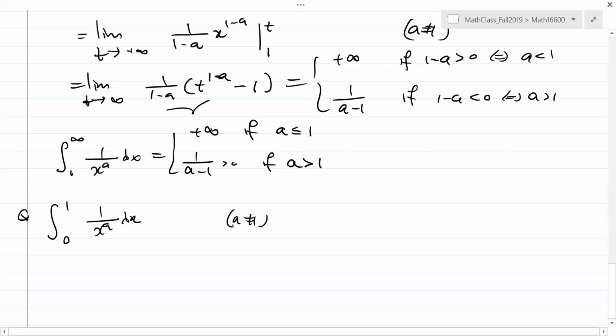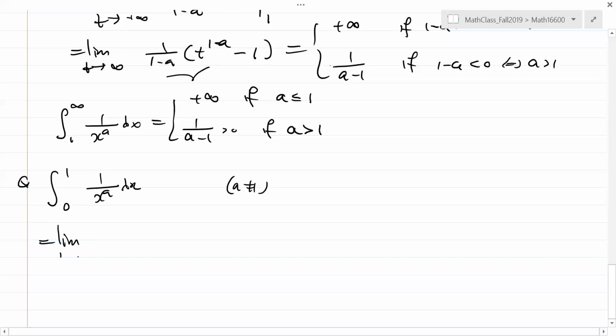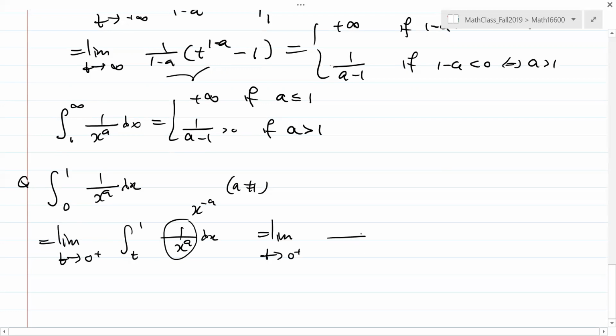All right, so by definition, this is the limit as x approaches 0 from the positive side, right? It's the same, you know, and the antiderivative will be the same. So this will be x to the negative a. So it's going to be 1 over (1 minus a), t to the 1 minus a. And evaluate, right? To find the antiderivative.